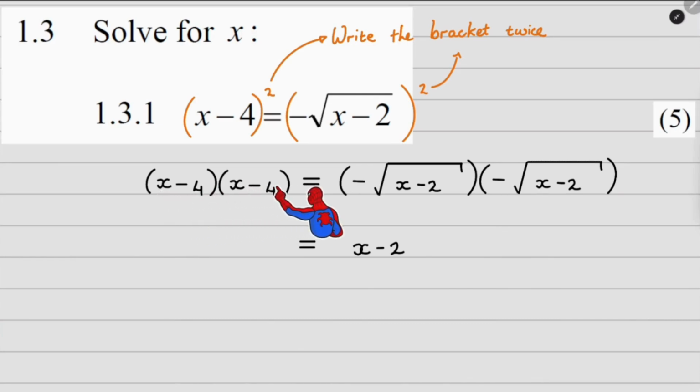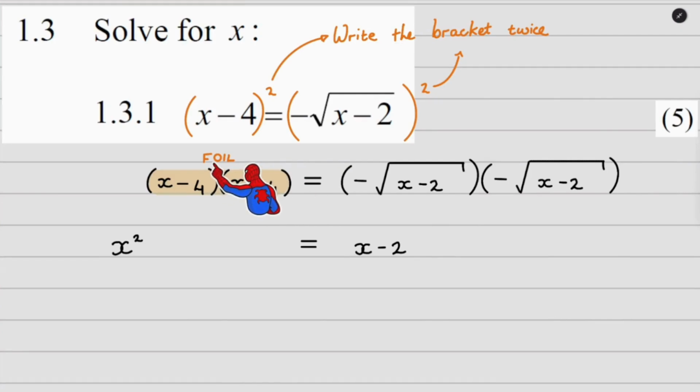Now over here I'm going to FOIL. When I FOIL, I multiply. F stands for the first term in each bracket. x times x is x squared. O stands for the outer two terms, so it's x and negative 4. So x times negative 4 is negative 4x. I stands for the inner two terms, so negative 4 times x, once again, is negative 4x. And L stands for the last two terms in each bracket, so negative 4 times negative 4 is plus 16.